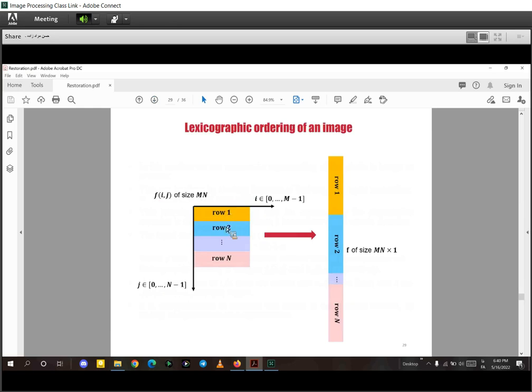We said rows are stacked over each other: row 1, row 2, row 3 to row n. All of f, the input, is of size m by n. This is the i dimension, for example x, and this is for example the y or j axis.